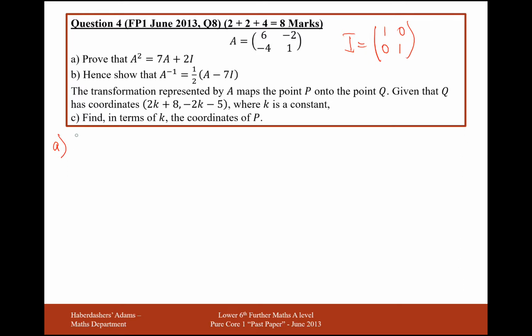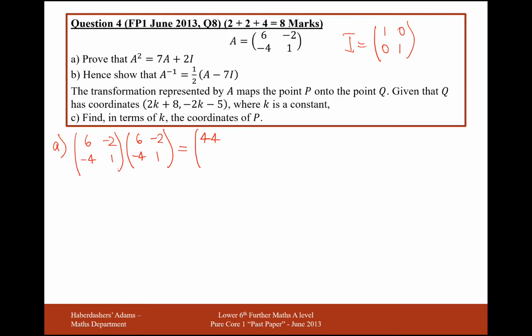So A squared is the same as A times A. So 6 minus 2 minus 4, 1 times 6 minus 2 minus 4, 1. So let's times these matrices together. Remember, you can check this on your calculator at the end, but I'm going to just quickly do it here. 6 times 6 is 36. Take away, or actually add 8. So 36 add 8 is 44.